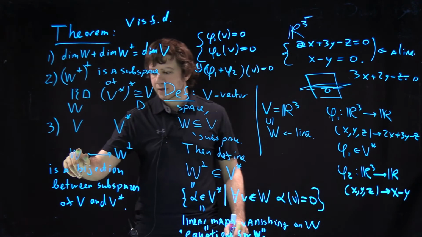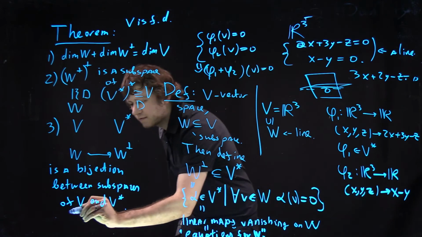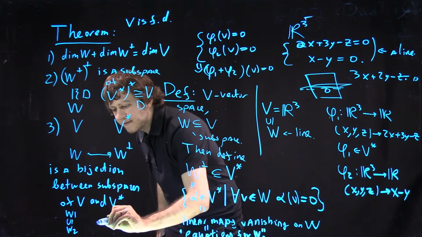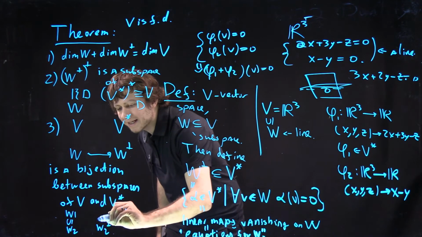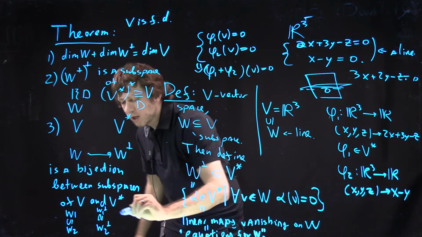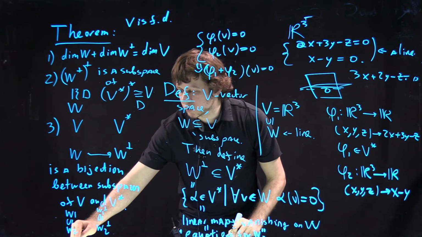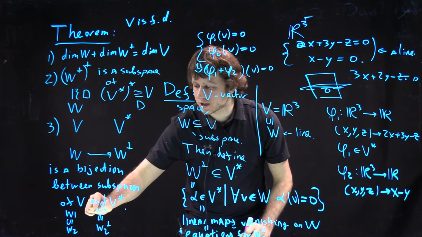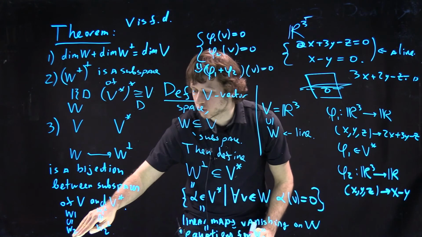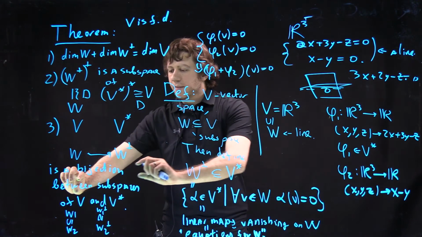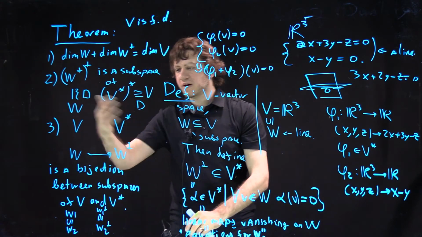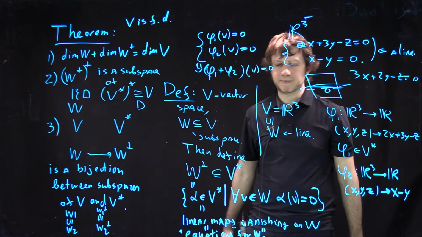Also, what you can see here is if you have W1 contained inside W2, then W2 perp will be contained inside W1 perp, because every equation which is satisfied for W2 will also be true on W1. So this bijection kind of reverses inclusions. So that's a very interesting setting.